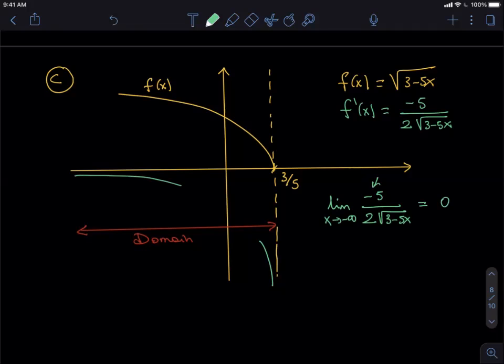And then looking at the function, there are no inflection points, nothing special about it. So we can just connect the two lines and it will look something like this, the graph of the derivative. And this completes the problem.